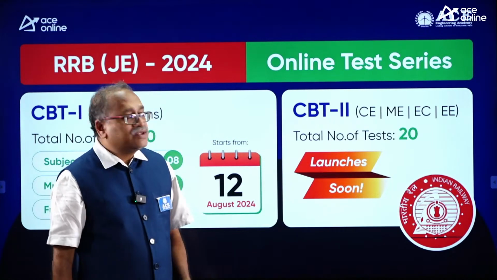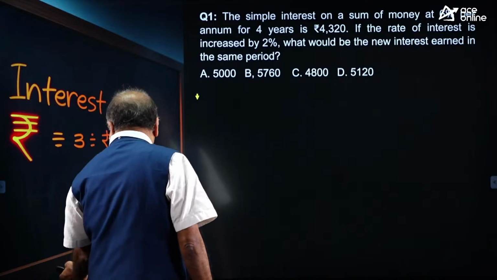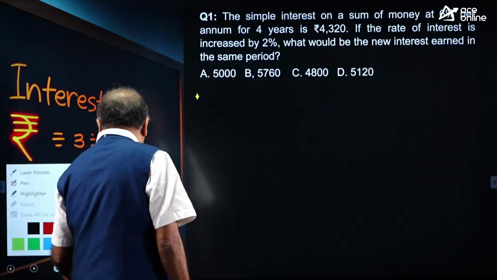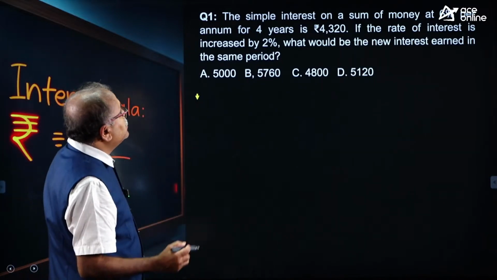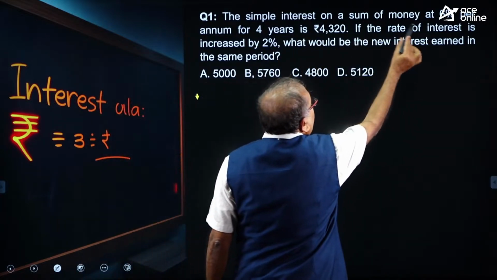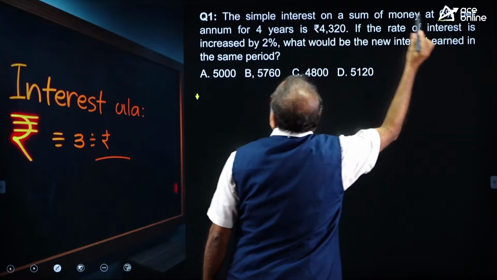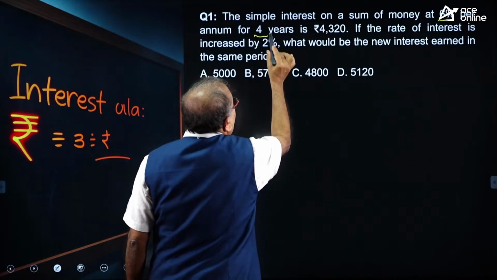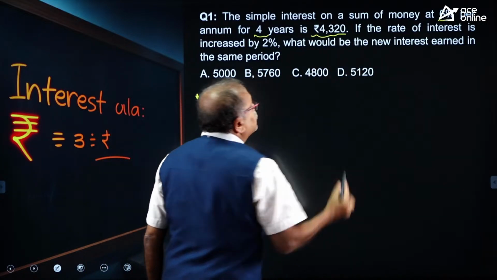Let's begin the very first question of simple and compound interest. Now, what is the question here? Look at this one. The simple interest on a sum of money at 6% per annum for 4 years is rupees 4,320.